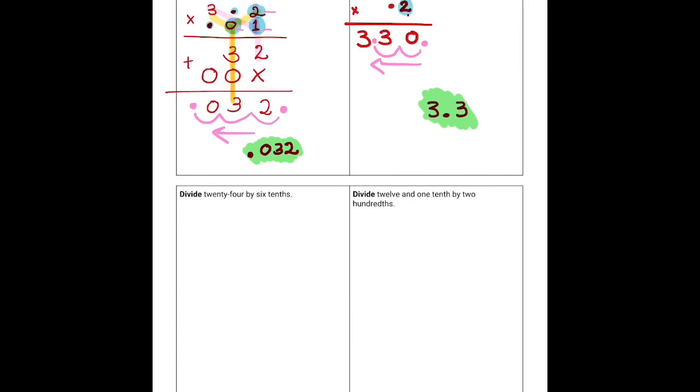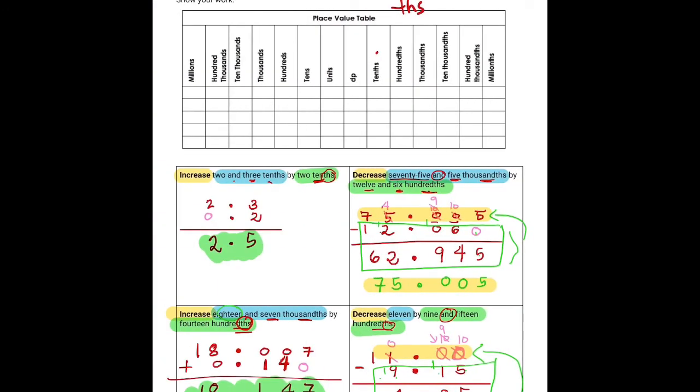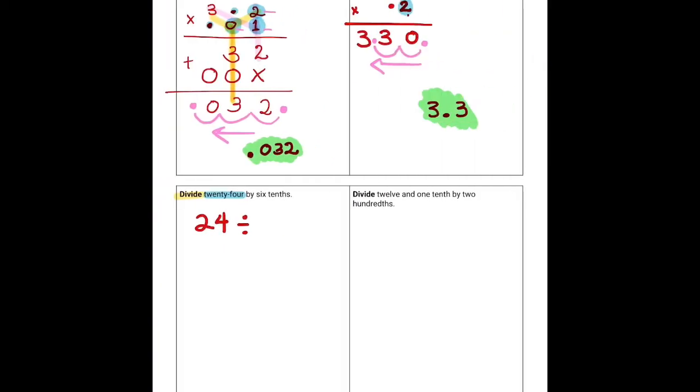Okay. Now, the next one is saying divide 24. Very easy to write 24, divided by 6/10. Okay, so how do we write 6/10? Again, it's in the tenths place, THS, okay? So 6/10, okay? Divided by 6/10.